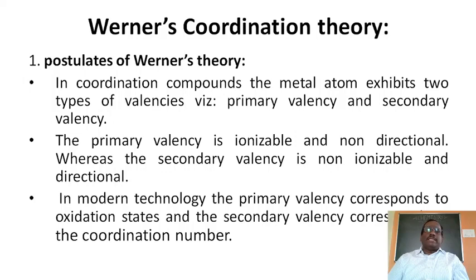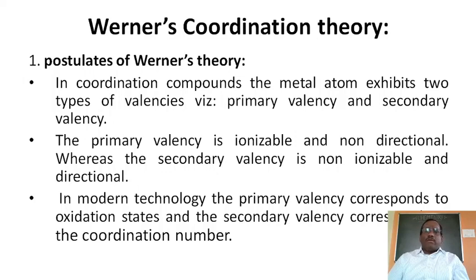Orbitals are arranged in space with a definite geometry, definite shape, definite direction. They give the definite shape. In the same way, these secondary valencies are arranged in space. These are directional, fixed directional.